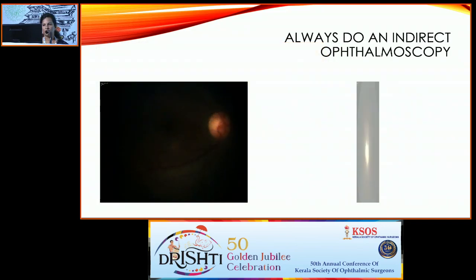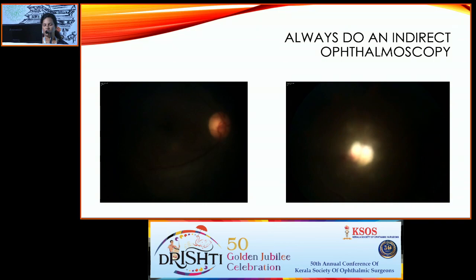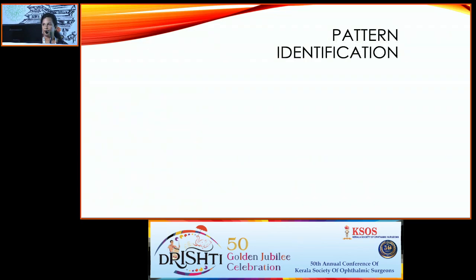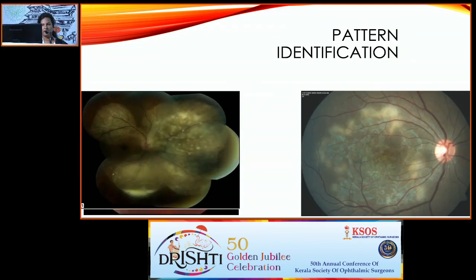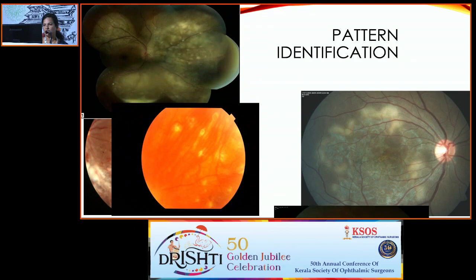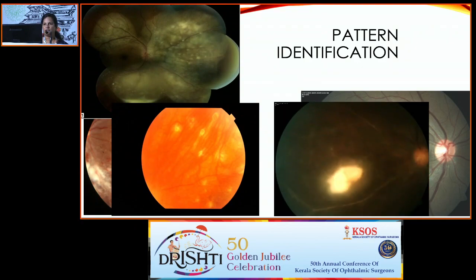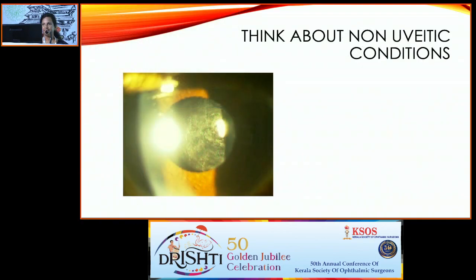This patient was treated as intermediate uveitis initially with systemic steroids, but careful indirect ophthalmoscopy revealed an active toxo lesion in the mid-periphery. So start antibiotics with steroids in these cases. And try to identify different patterns so that you can come to the diagnosis easily. And think about non-uveitic conditions also.